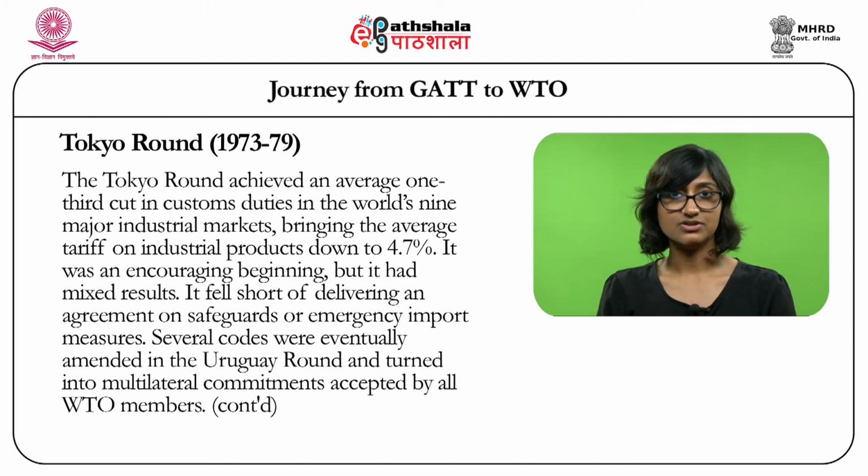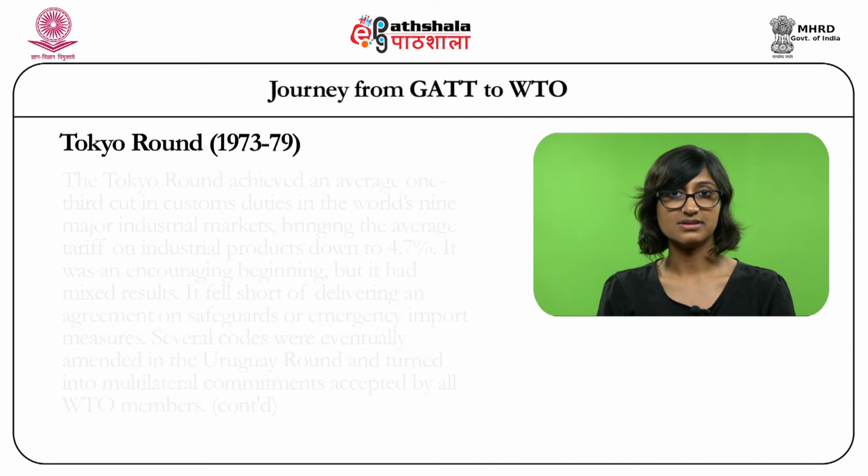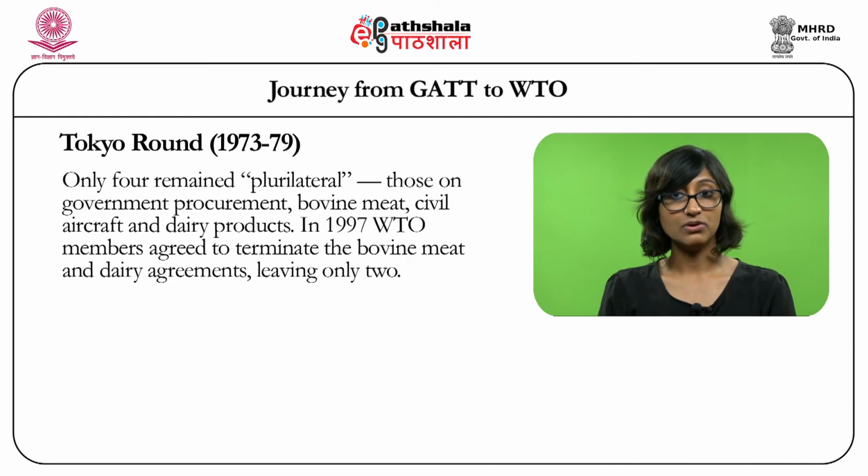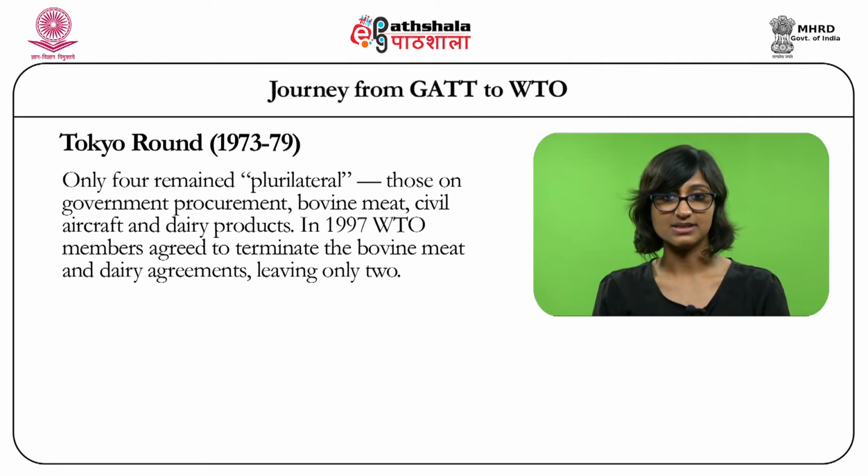Several codes were eventually amended in the Uruguay round and turned into multilateral commitments accepted by all WTO members. Some of the agreements remained plurilateral: those on government procurement, bovine meat, civil aircraft, and dairy products. In 1997, WTO members agreed to terminate the bovine meat and dairy arrangements, leaving only government procurement and civil aircraft.